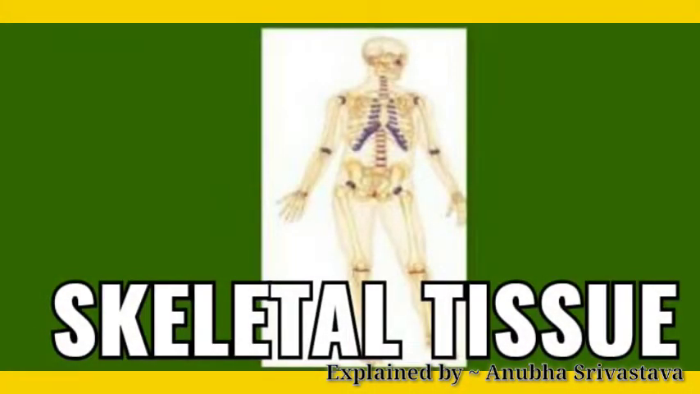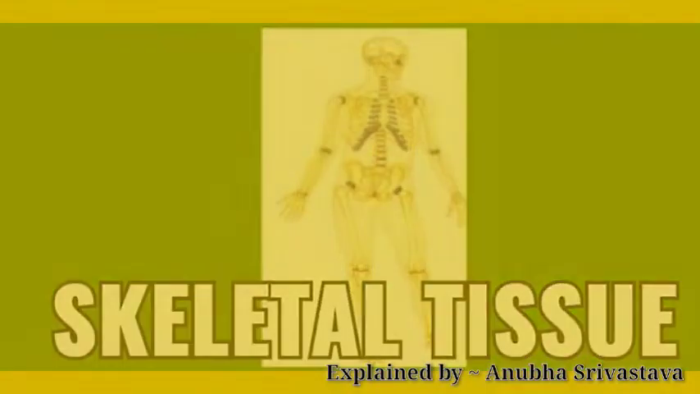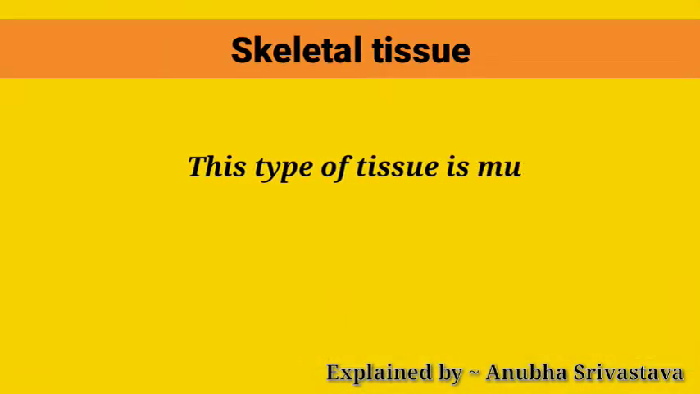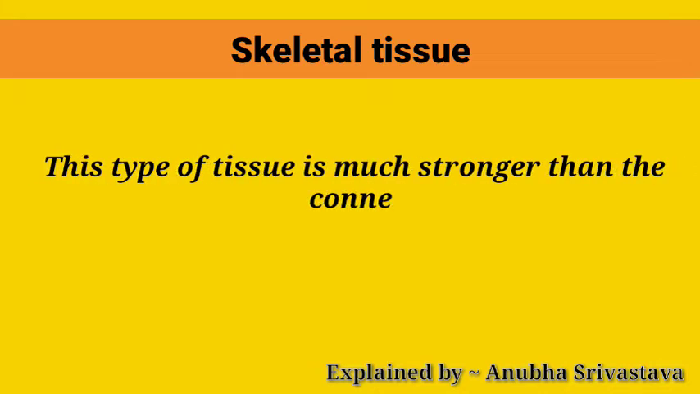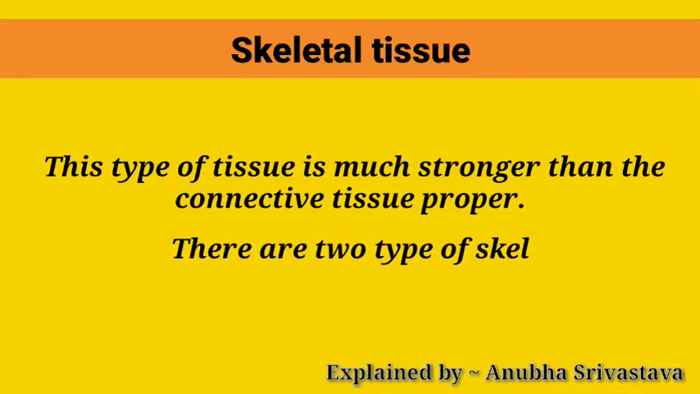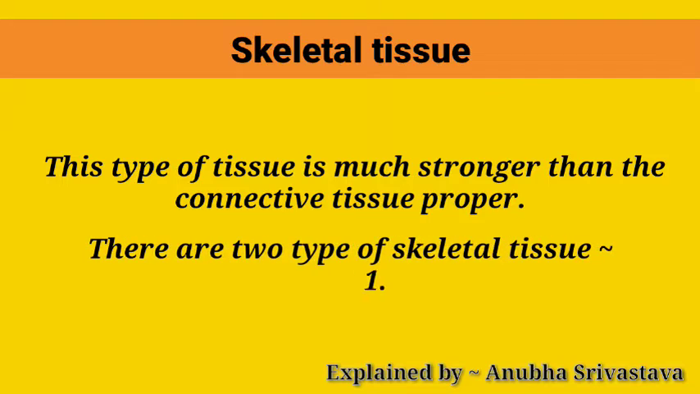Skeleton tissue. This type of tissue is much stronger than the connective tissue proper. There are two types of skeleton tissue. First one is cartilage and second one is bone.